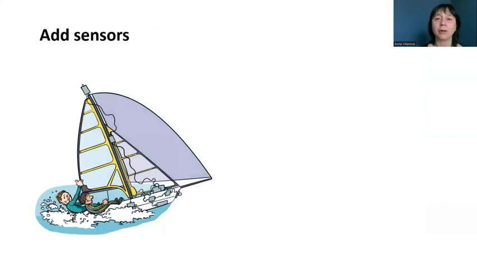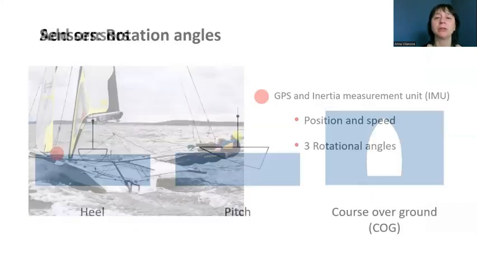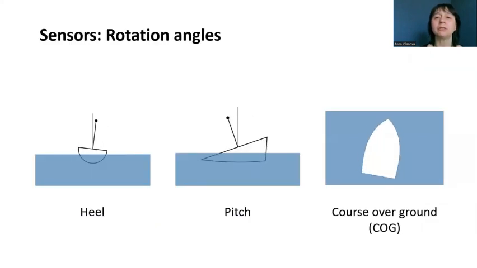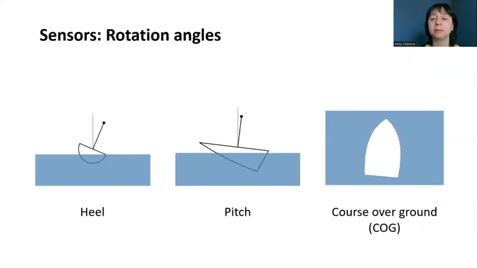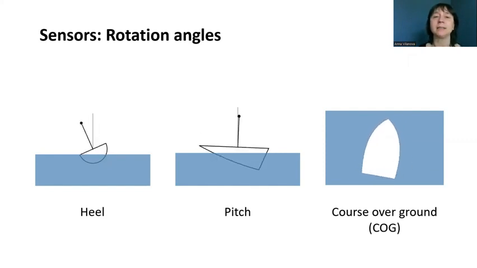So a way to try to improve this evaluation of the performance of the boat and the sailors, one option that has been implemented is to add sensors to the boat to see how the boat is maneuvering. Sensors like GPS, which encode position and help you to encode speed, but also inertia measurement units, which allow you to encode different rotation angles like the heel and the pitch, and also the course over ground, which are illustrated here in the slide.